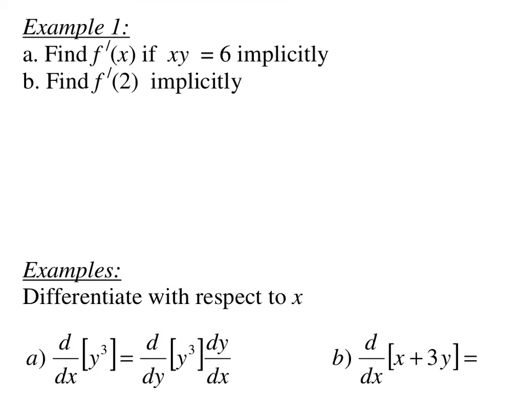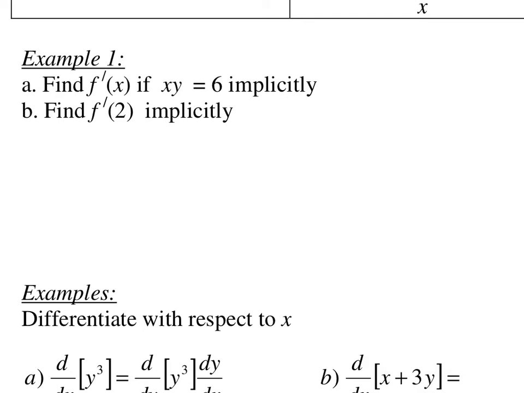One thing to remember is throughout this whole process, no matter what variable we are taking the derivative of, we are going to be differentiating with respect to x. This is where that dy dx really matters, that kind of notation there. So, if I'm going to find the derivative of xy equals 6 implicitly, the first thing I'm going to do is differentiate both sides of the equation. Do the derivative with respect to x of both sides. So, I'm taking the derivative with respect to x of the product xy, and I'm taking the derivative with respect to x of the constant 6.